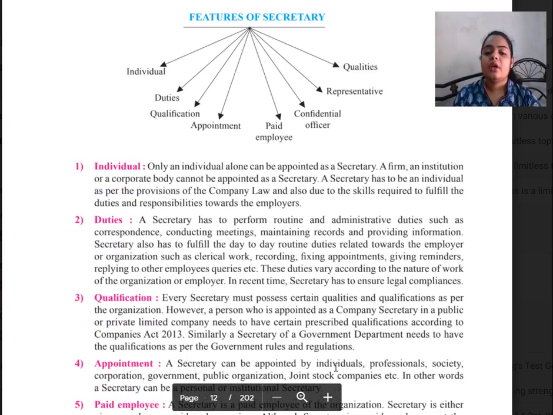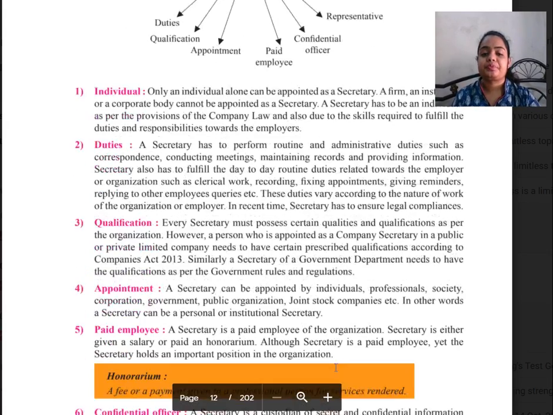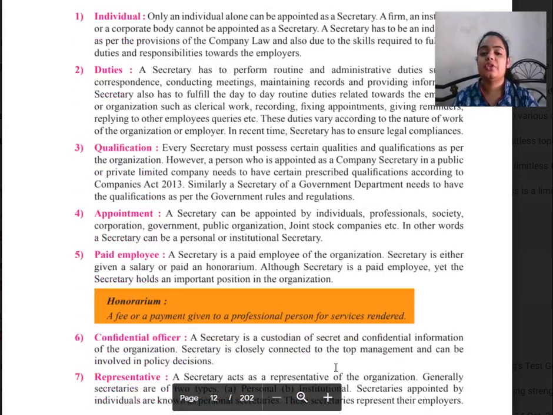Then next we have qualification. Now, what is the qualification which is required? Every secretary must possess certain qualities and qualifications as per the organization. However, a person who is appointed as a secretary in a public or a private limited company needs to have certain prescribed qualifications according to the Companies Act 2013. Similarly, a secretary of a government department needs to have the qualifications as per the government rules and regulations.